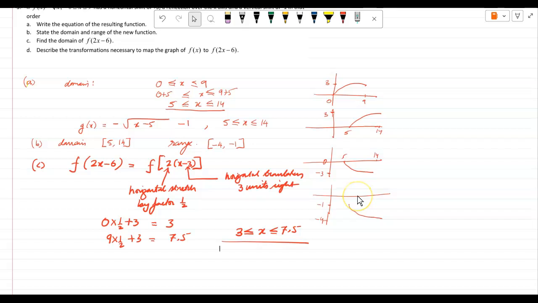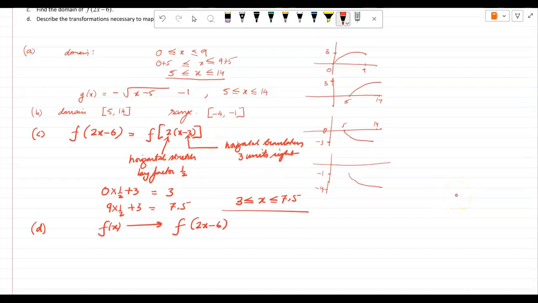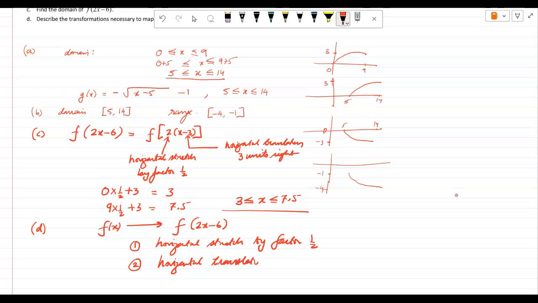Part B. Describe the transformations necessary to map the graph of f(x) to f. Just now we have written it over here. First thing, take it out, horizontal stretch by factor 1/2. We have written it on top actually. So you have to just write it formally: horizontal stretch by factor half, followed by horizontal translation of 3 units to the right.